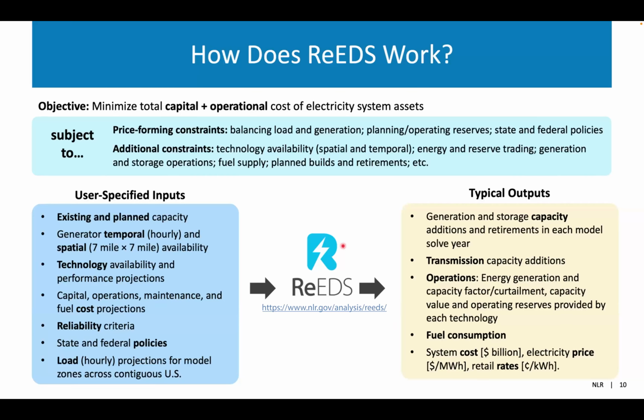So some of the main ReEDS outputs can be seen in the right yellow box and include additions and retirements of generation and storage capacity in each model solve year, transmission capacity additions, operational data like tech-specific energy generation, curtailment, and operating reserve values, fuel consumption, and of course, the overall system costs, as well as electricity prices and retail rates for the system.